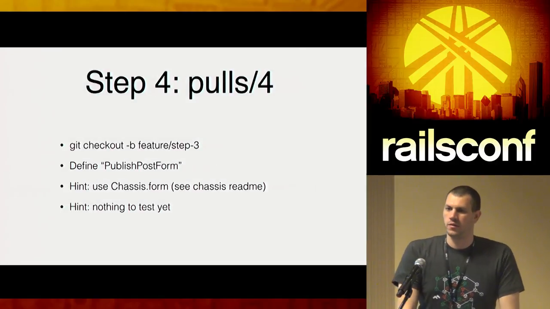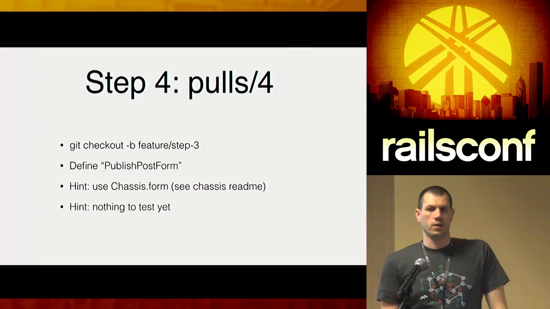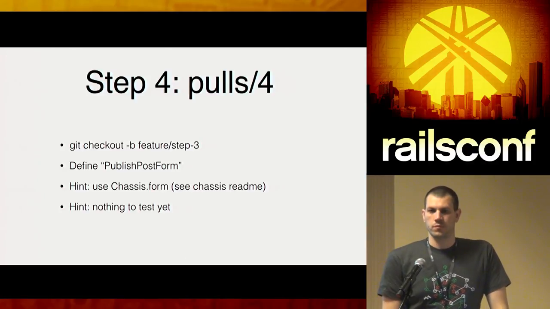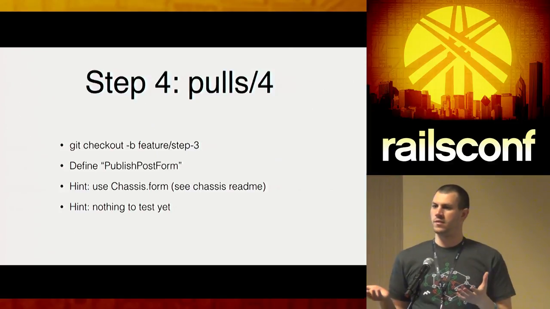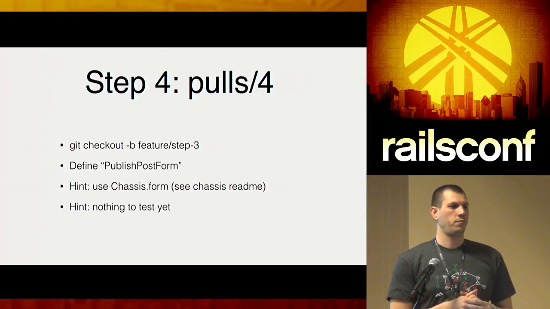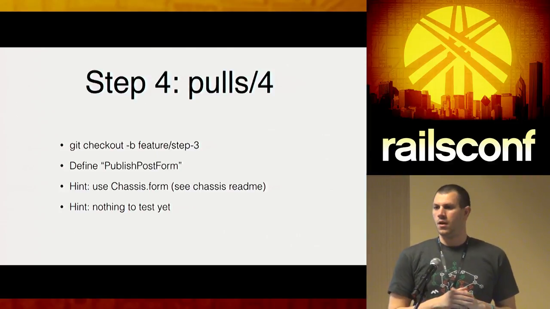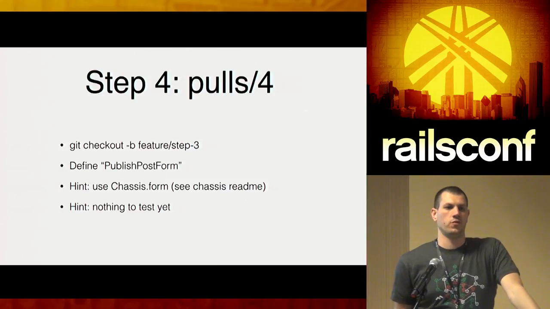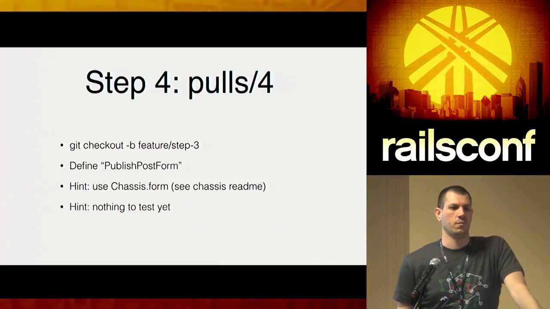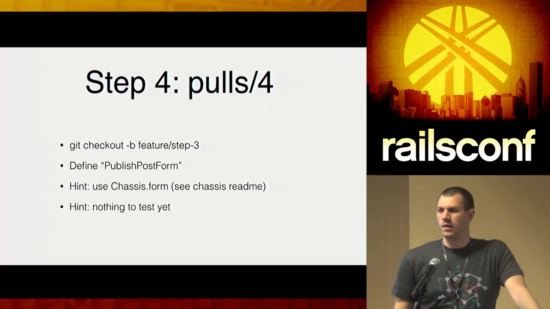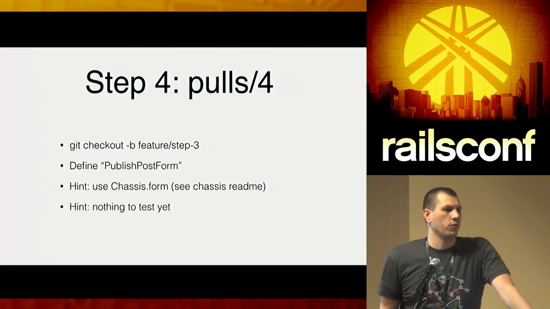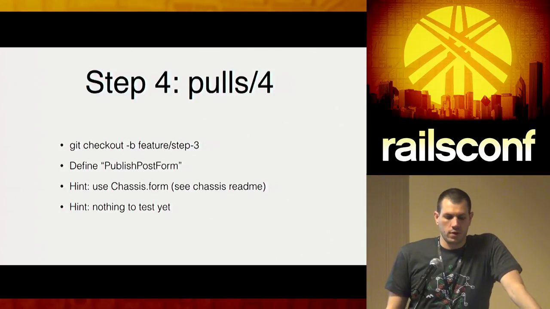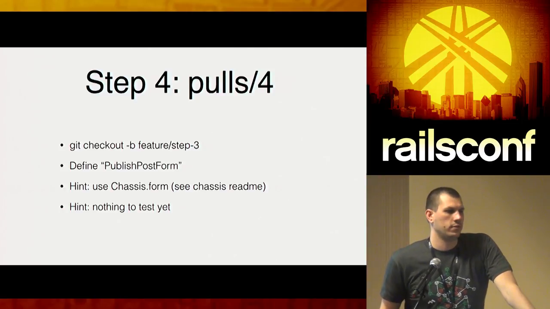we're going to kind of punt on the post repo for now because we're going to need the publish form. So at this point, you need to create an object that is this form, basically. And it can also be initialized with a hash, and it should be able to encapsulate the same data. And at this point, if you want, you can write a test for it, but I don't find that there's really anything useful to test.